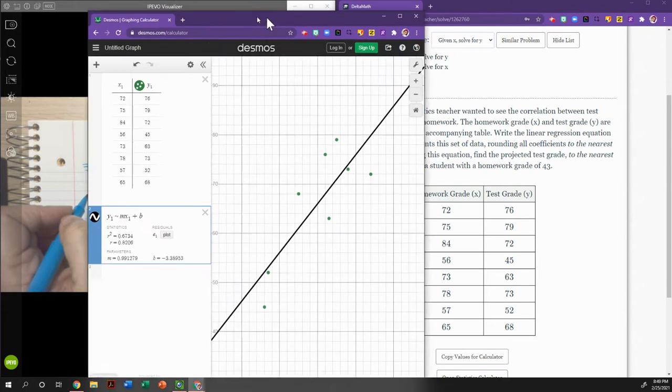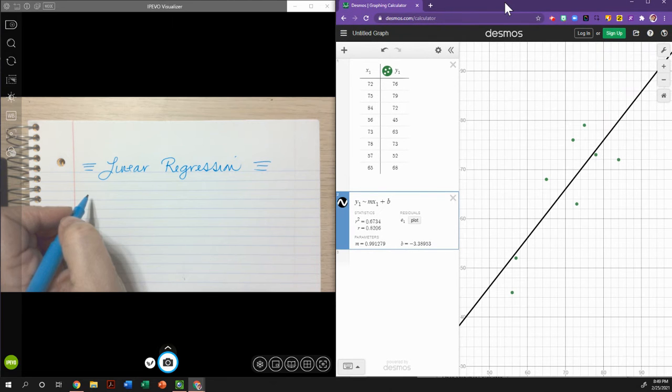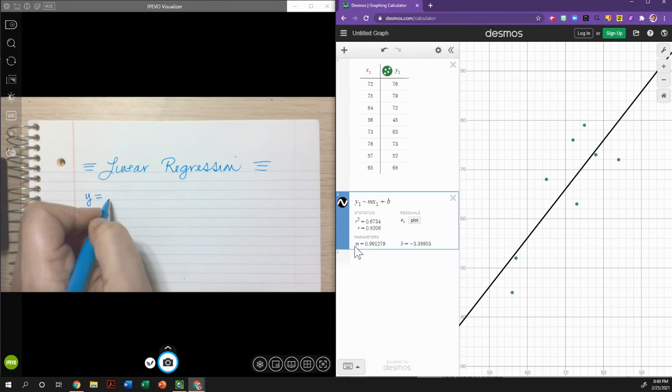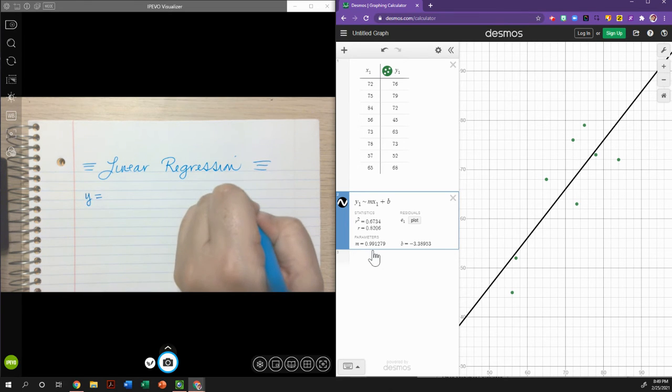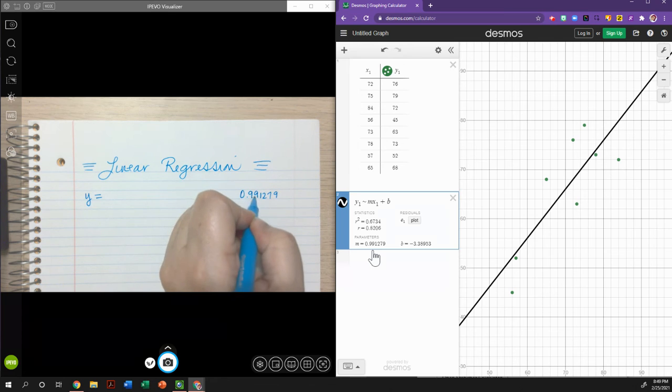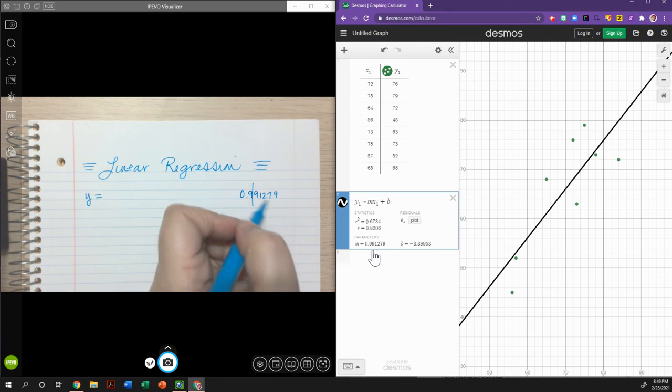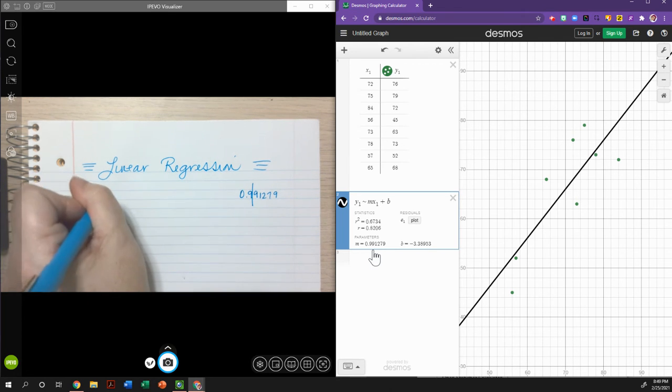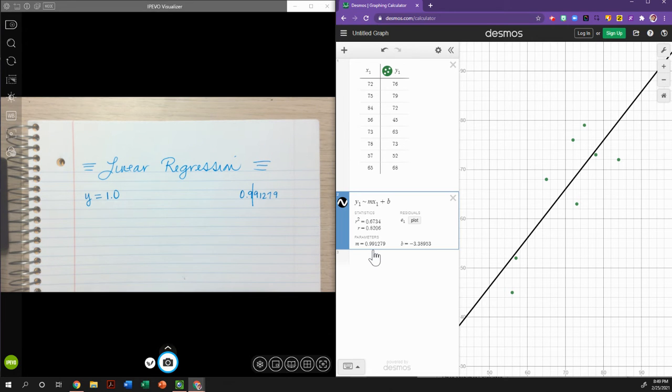Okay. So now I'm going to go over here. Let me just slide this over really quick. And I'm going to write the equation. So y equals, and I'm going to take this m value right here. It says round to the nearest tenth, so that's one decimal place. Well, 0.991279. That means one decimal place, so it should cut here. Well, that 9 rounds it up, so 1.0.